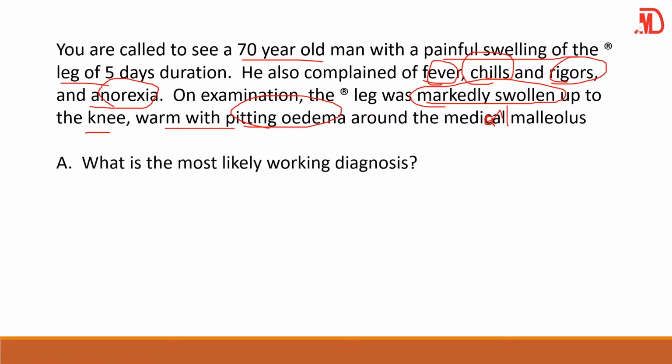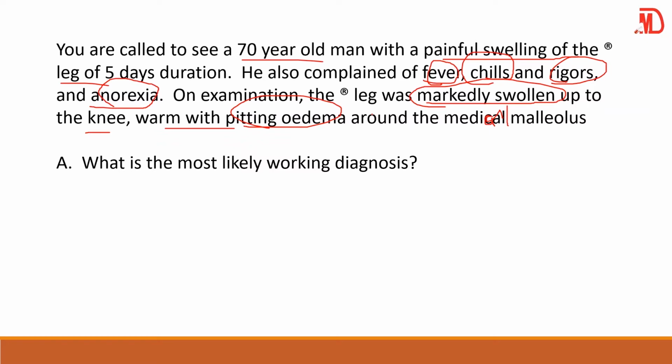The question is, what is the most likely working diagnosis? The most likely working diagnosis in this question would definitely be cellulitis of the right leg. And when we talk about cellulitis, it's just a bacterial skin infection, a serious bacterial skin infection.